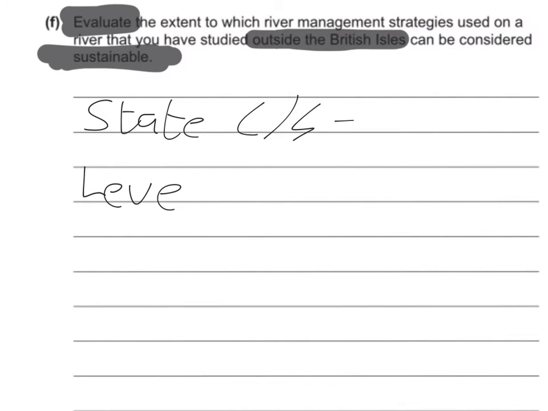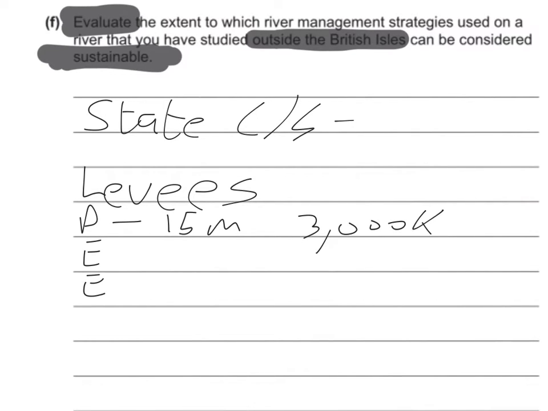So obviously the first starting point that we would have here is that you would state the case study, and in this case that would be the Mississippi. Next, take one of the river management strategies. The idea here is that we could start maybe with levees. Point, explain, expand on the levees. So the point is that the levees were raised to a height of 15 metres for 3,000 kilometres. And again, we're hitting the fact, figure, place that we talked about in our rules.